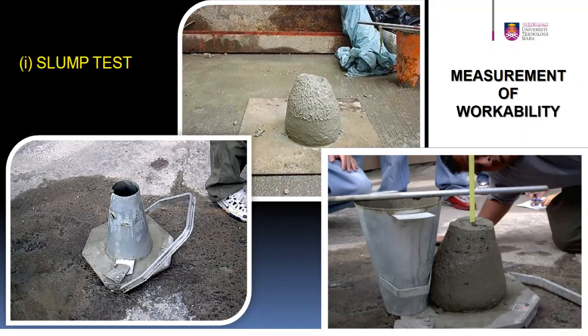The most commonly used for measurement of workability is the slump test, because of the simplicity of the apparatus. This test is most suitable for normal mix. However, it is not useful for stiff mix or for lean mix.